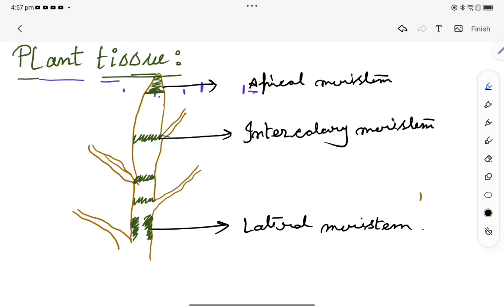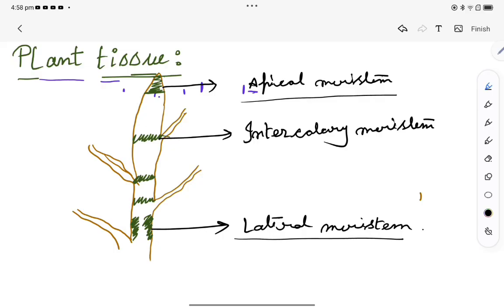They are differentiated purely based on their position. Apical meristem helps in growth, right? They help in growth of shoot and root. Fine. Intercalary meristem helps in growing new branches, in case of root, root branches or shoot branches, and there are lateral meristem as well.